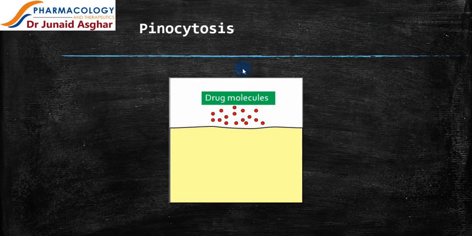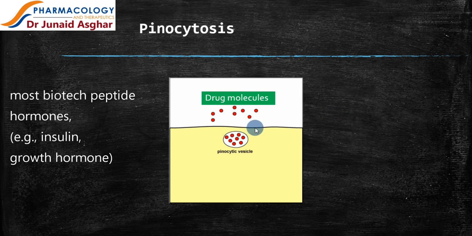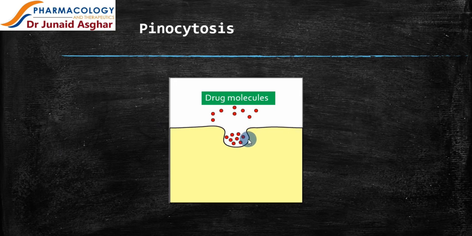Let's see what happens in pinocytosis. Pinocytosis is also called drinking of cell. Here the drug molecules will come across the cell membrane. It's coming close to the cell membrane, touches the cell membrane. The cell membrane invaginates. Wait for it. It invaginates and folds inside and makes pseudopods, or the pinocytic vesicles. These are the pinocytic vesicles, which then release the drug into the cell.